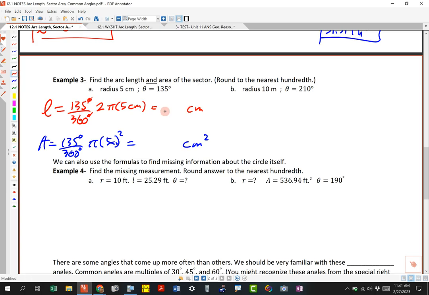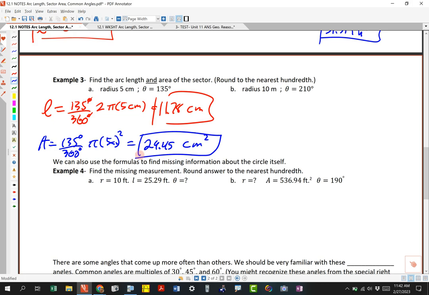Dane, what'd you get for the length? I did not do it yet. Haven't done it yet. Jack did it. Jack, what'd you get? 11.78 centimeters. Luke, 11.78? Yeah. Cy? Centimeters. 11.78 centimeters. Perfect. Next one. Lizzie, you got this one for us? 29.45. Raise your hand if you got both of those right.